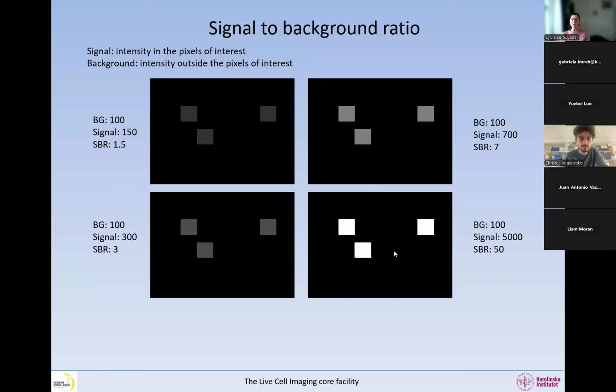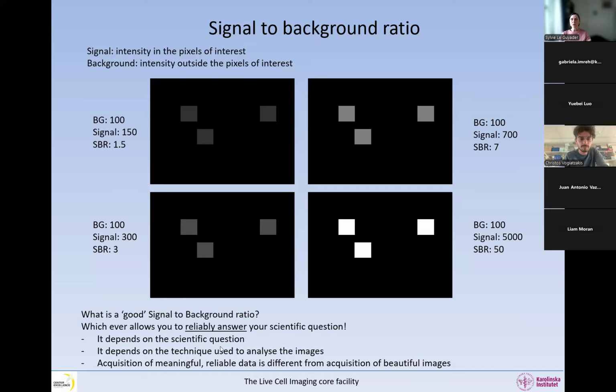And if you remember, this morning, when we have a better contrast, we can use the full resolution of the system. If we have a low contrast, we are often limited by the contrast, and we cannot use the full resolution. So they talk to each other. So what is a good signal to background ratio? What shall we aim at?